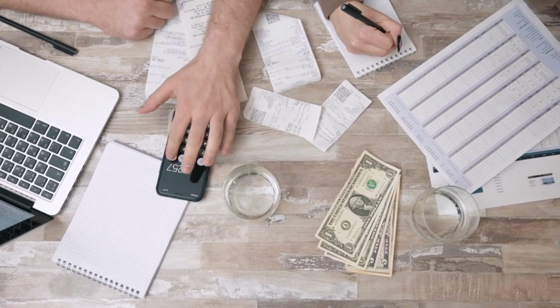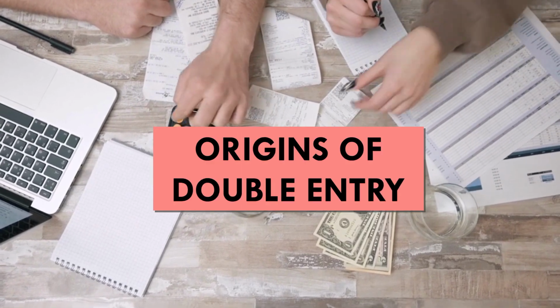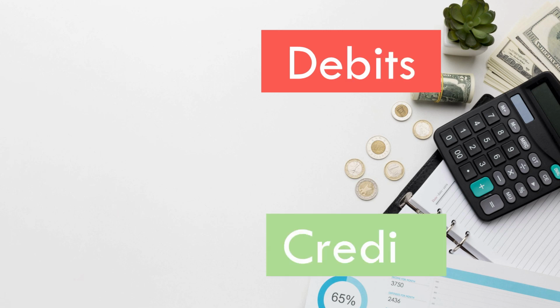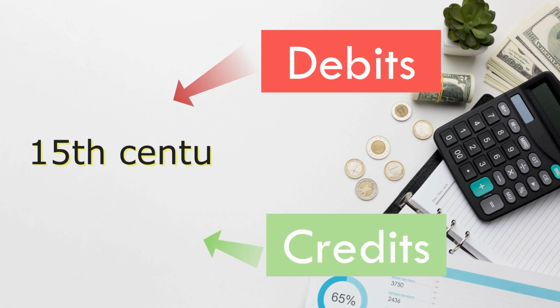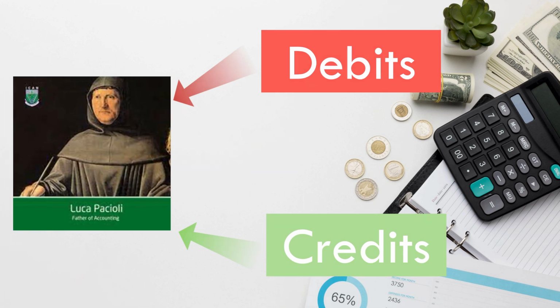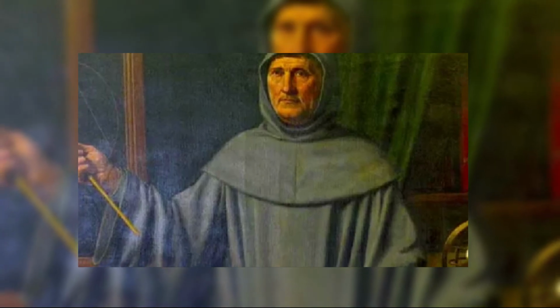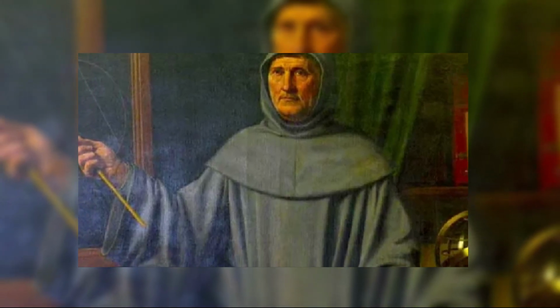Let's dive into it, starting with the origins of double entry. The roots of debits and credits, which is double entry, can be tracked back to the 15th century after the Italian Luca Pacioli, a man considered to be the father of modern accountancy, invented it. He described the system used by Venetian merchants in his work.